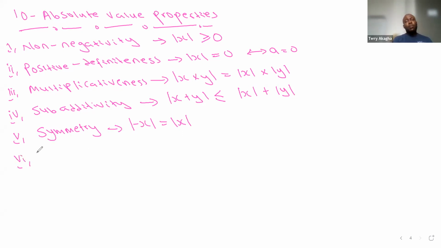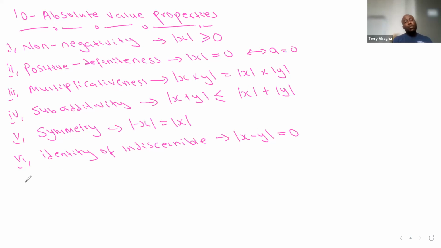Now, the other 4 or 5 types you should take note of, but I will just state them as well. So the first one is identity of indiscernibles. It's the equivalent of positive definiteness, derived from it, but we're not talking about each of them. So what we are saying here is that when you have the absolute value of x minus y, in some cases for an identity, the value should be equal to 0.